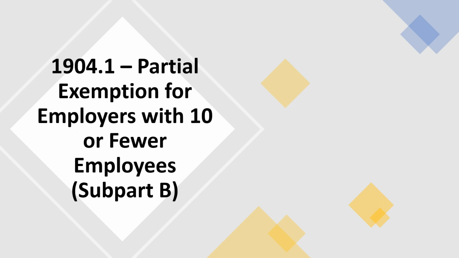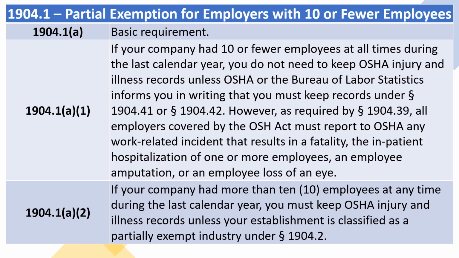1904.1. Partial exemption for employers with 10 or fewer employees. 1904.1 A. Basic requirement. 1904.1 A.1. If your company had 10 or fewer employees at all times during the last calendar year, you do not need to keep OSHA injury and illness records unless OSHA or the Bureau of Labor Statistics informs you in writing that you must keep records under Section 1904.41 or Section 1904.42.